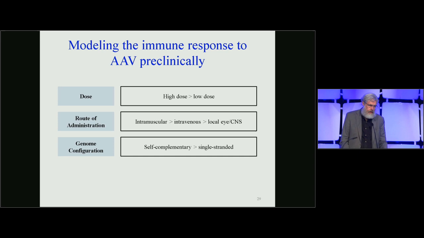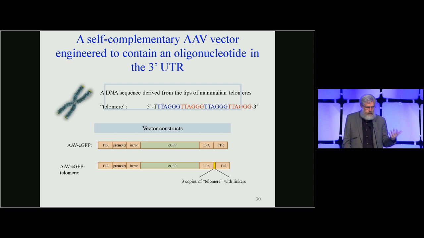So we want to be able to look at this in preclinical models where we have a function of dose, and a function of where the administration occurs. We looked at each of these: intramuscular, intravenous, and eye, and we've done it with a self-complementary AAV model or the single-stranded AAV. So here is, again, that telomere sequence repeated three or four times and inserted right next to the ITR in this vector, where we're just using GFP for convenience as the payload.